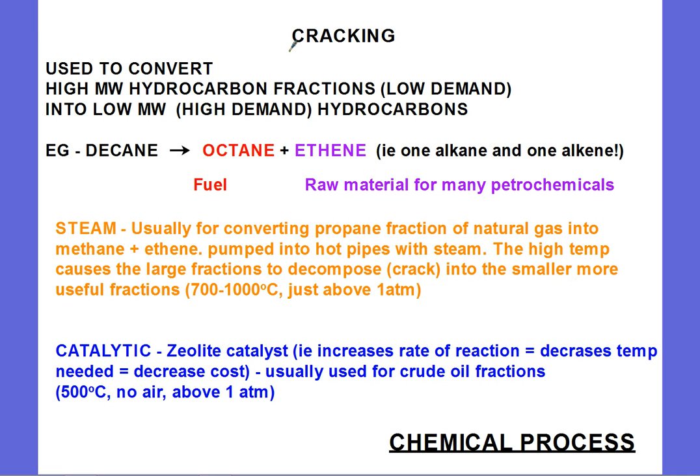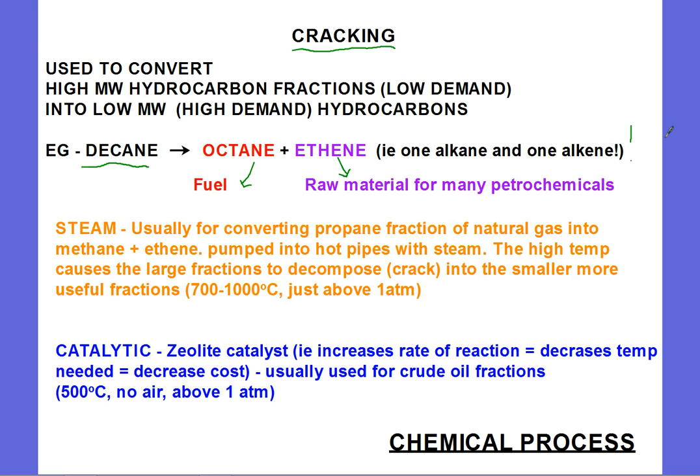And cracking is just a fancy word for decomposing hydrocarbons. And what we do is we get some larger, slightly less useful hydrocarbons, and we do the cracking process to make smaller, more useful hydrocarbons. In this case we've cracked the decane to make octane, which is the main component of petrol, so it's a fuel, and also produced ethene. And ethene is a very important chemical because it's the raw material, the basic precursor for most petrochemicals. So those are two very important chemicals. It's also important to note that when you do cracking you get one alkane and one alkene.